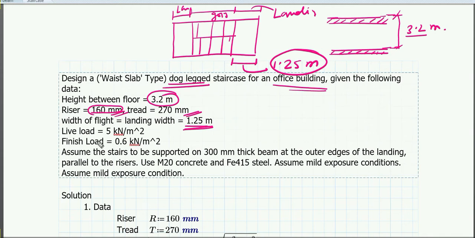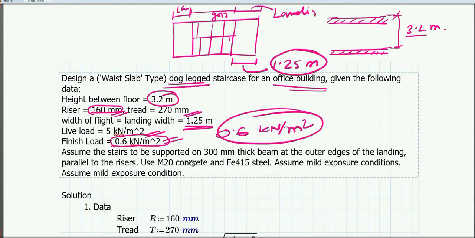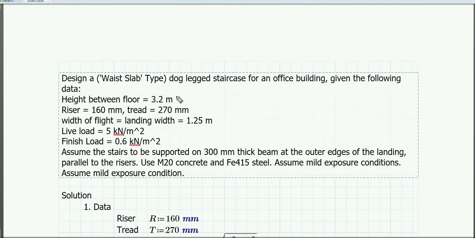Here the live load is given as 5 kilonewton per meter square. For the finished load, there might be some tiles or something just over the steps, sorry, just over the staircase. That finished load is taken as 0.6 kilonewton per meter square. Assume the stair to be supported on 300 mm thick beams at the outer edges of the landing, parallel to the riser. Use M20 concrete and Fe415 steel, with mild exposure condition. So we have to assume mild exposure condition.